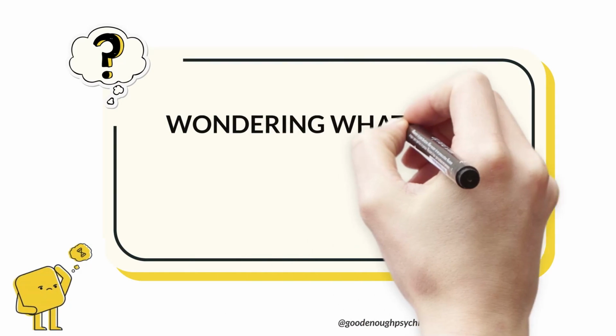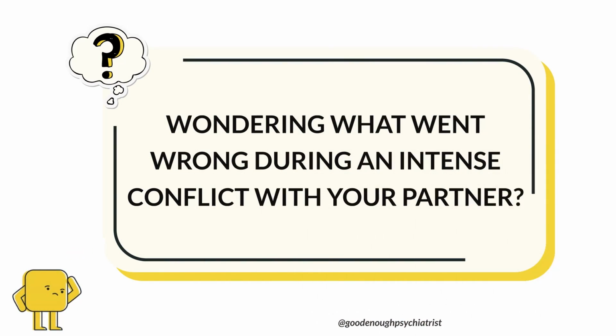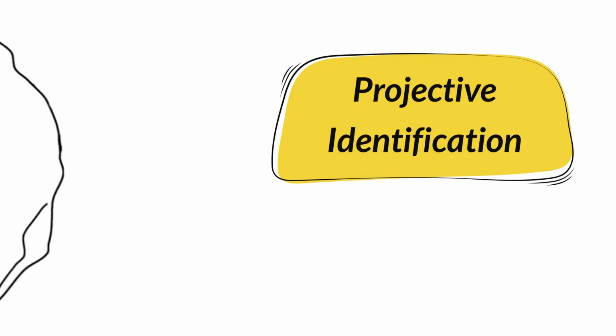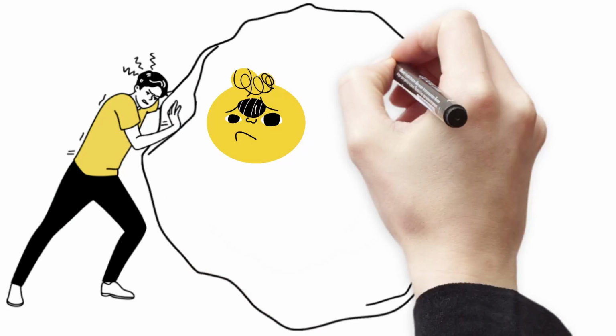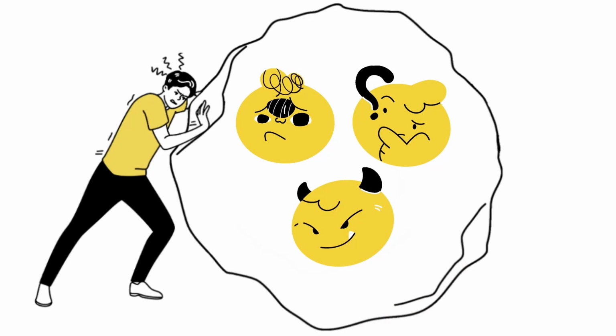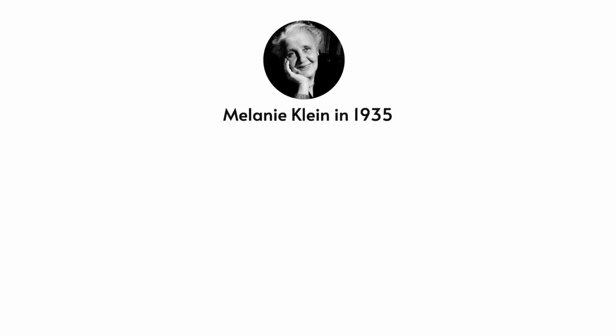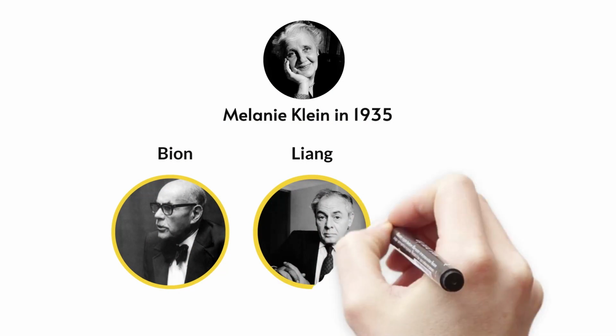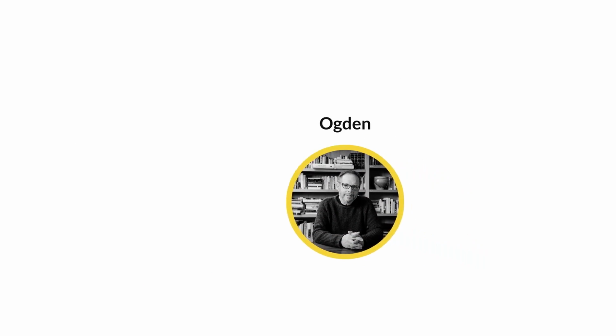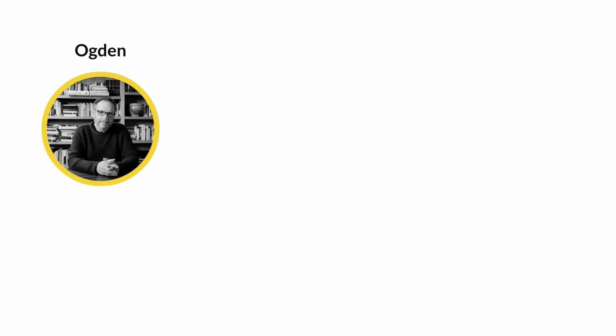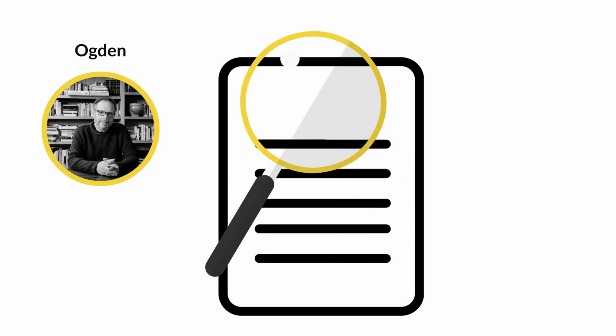Have you ever wondered what went wrong during an intense conflict with your partner? Projective identification deals with the concept of what we do with our feelings, thoughts, or the part of ourselves that we cannot tolerate. The concept was coined by Melanie Klein in 1935 and further developed by various psychoanalysts such as Bion, Klein, and Ogden. In this video, we will try to simplify the concept of projective identification proposed by Ogden in his paper called On Projective Identification.